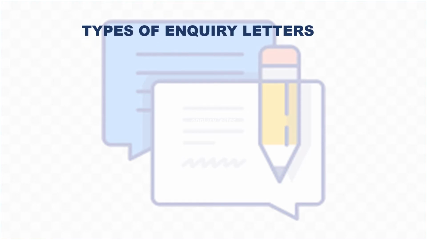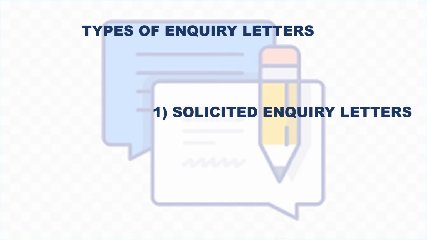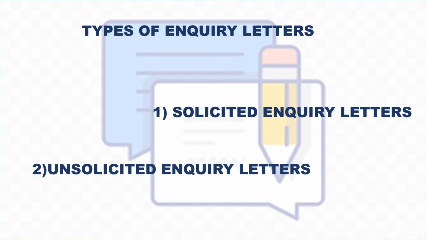So the topic that we're going to see along with enquiry letters is the types of enquiry letters. Under the types of enquiry letters, there are two types. One is the solicited enquiry letter and the second one is the unsolicited enquiry letter. So what is a solicited enquiry letter? It is a letter sent in reply to an advertisement seen, or any poster or any information that a person has received. Based on that, if you write an enquiry to the organization asking for more information, we call it a solicited enquiry letter.